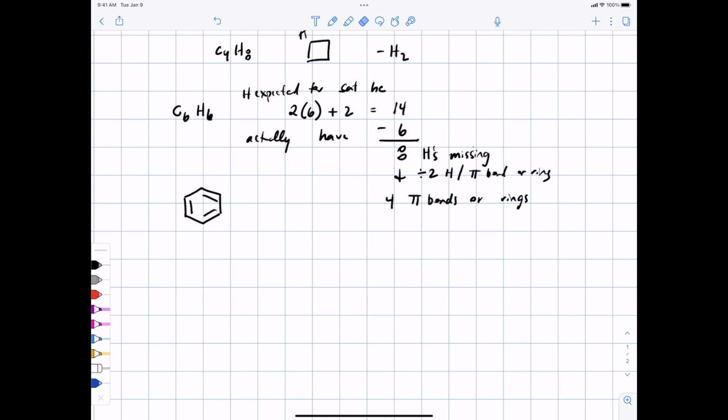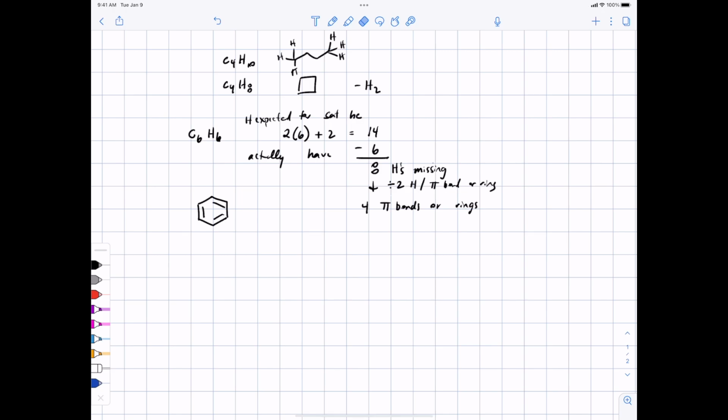Okay? So this thing of how many pi bonds or rings do we have, in your text, and I believe in chapter 10 this was called degrees of unsaturation. I sometimes call it double bond equivalence.